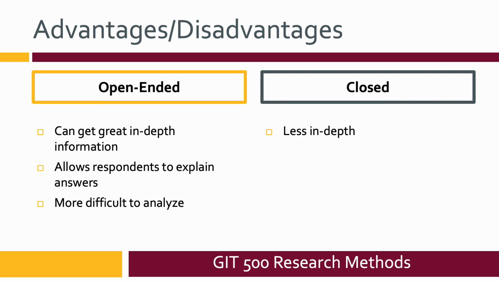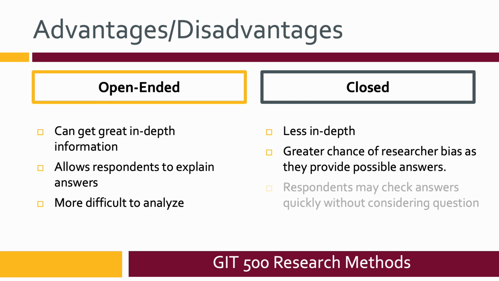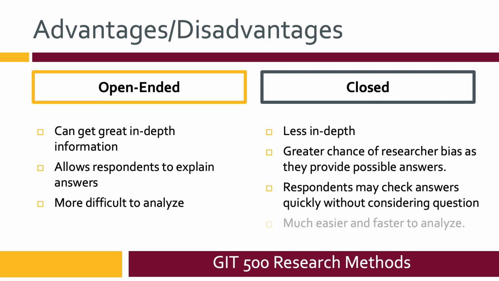Closed is less in depth, however, because you're giving them the answers, and that might also show some researcher bias based on the answers that you give. So you have to be very careful that you give possible answers that are not biased. And then participants go through surveys, and if they're not really interested, they just quickly check things without really considering a question. But the advantage is it's much easier and faster to analyze.